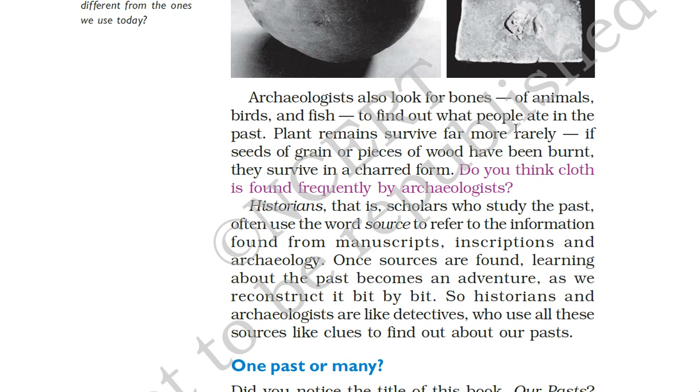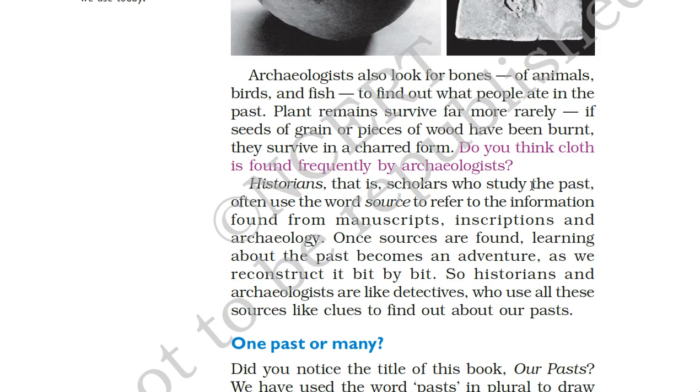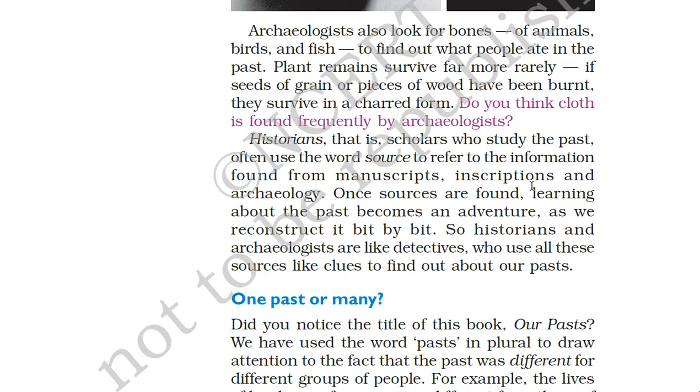Archaeologists also look for bones of animals, birds, and fish to find out what people ate in the past. Plant remains survive far more rarely. If seeds of grain or pieces of wood have been burnt, they survive in the charred form. Do you think cloth is found frequently by archaeologists? That's a question. It will decay, right?